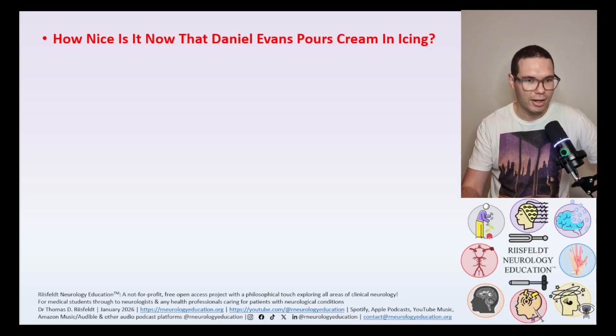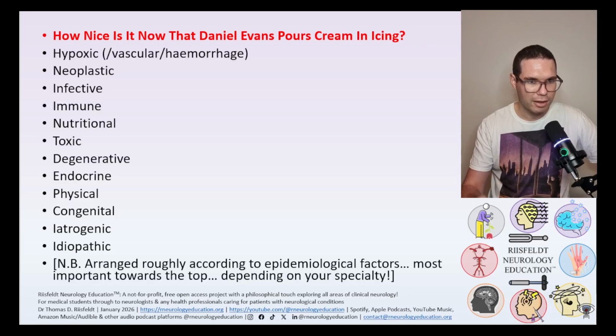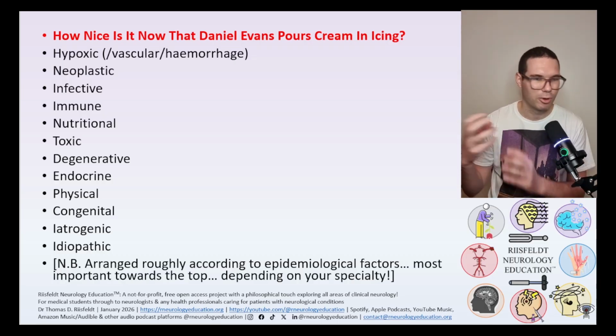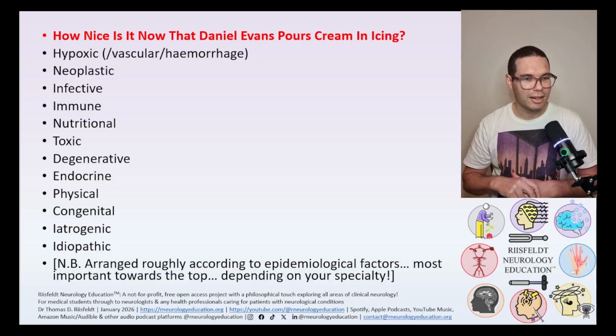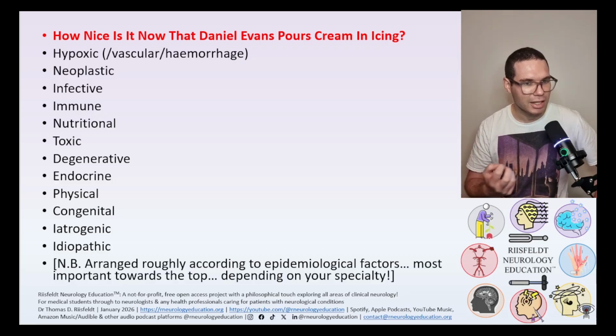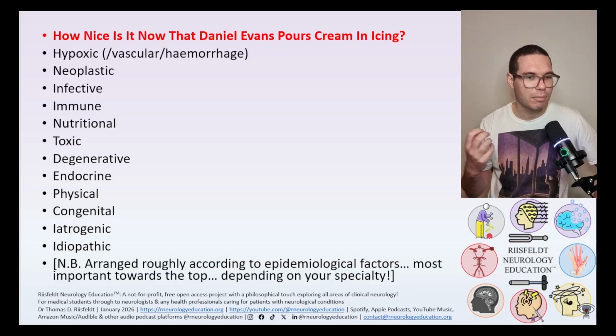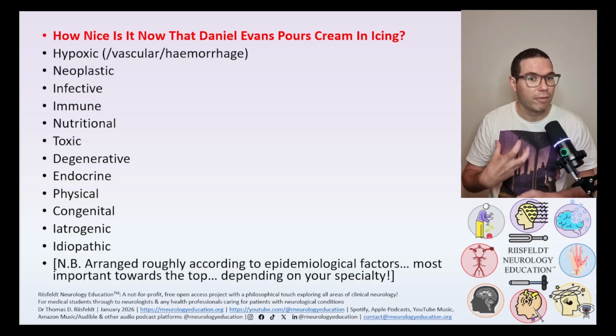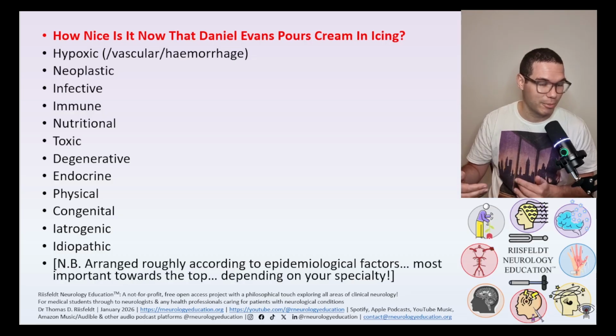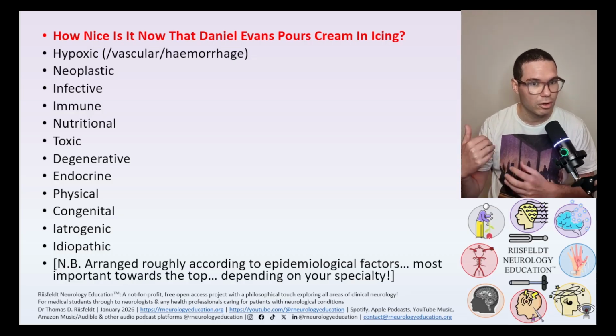So you can probably guess what this stands for, some of them at least. So the H is for hypoxic, and I'm going to include vascular and hemorrhage there as well. It's all got to do with blood vessels, right? The next one, the N, is for neoplastic, then infective, then immune, then nutritional, toxic, degenerative, endocrine, physical, congenital, iatrogenic, and idiopathic. So you can see how this is more comprehensive than VITAMIN C or VINDICATE, which have fewer letters in them and they don't address all of these categories of etiologies.